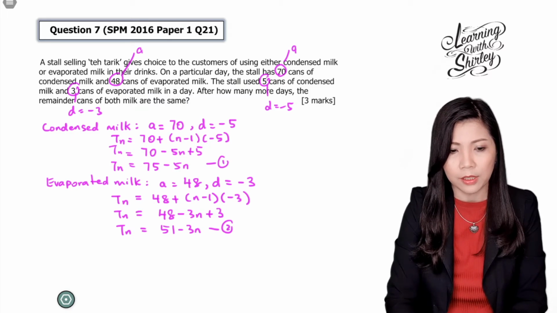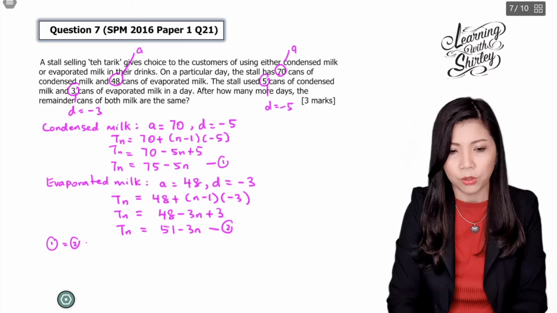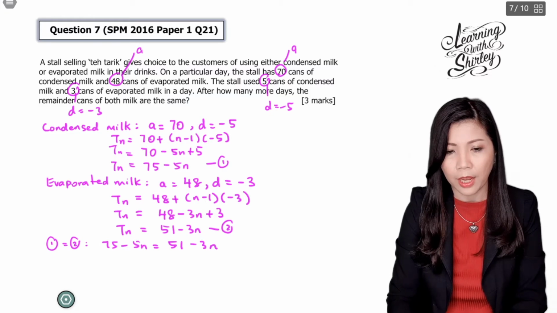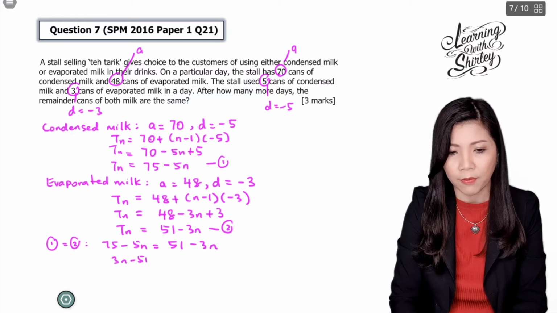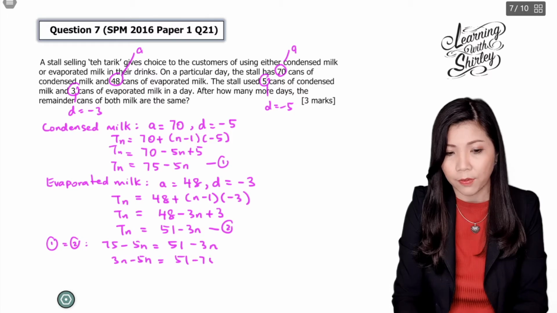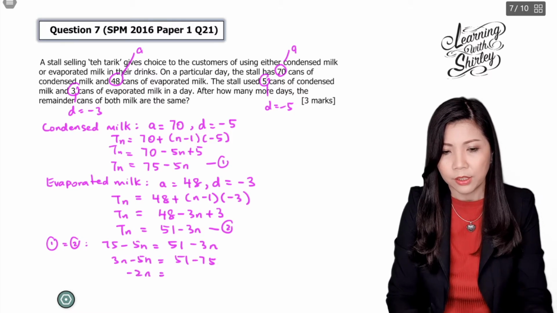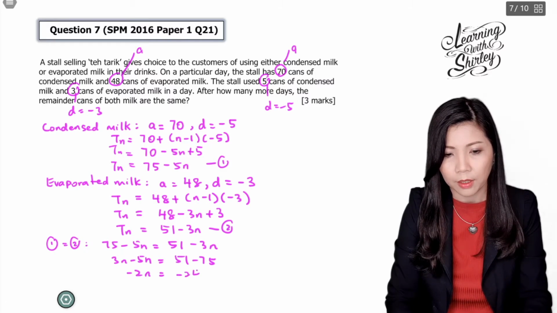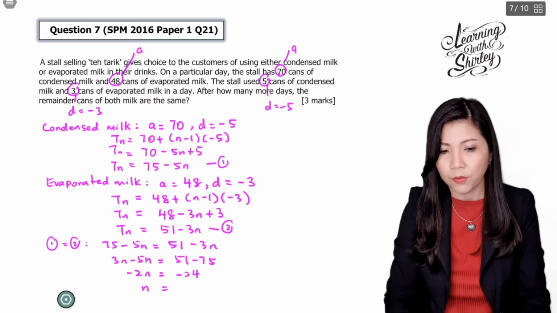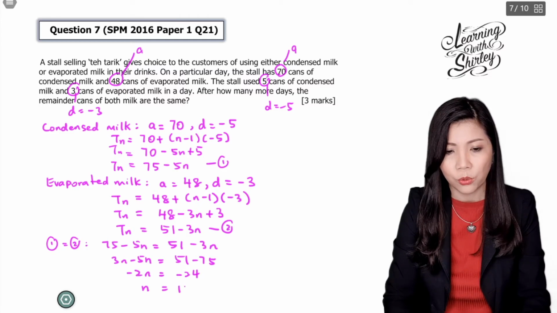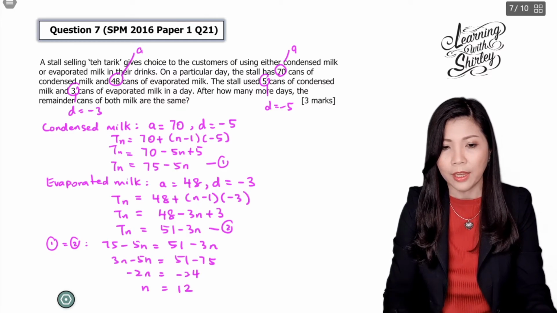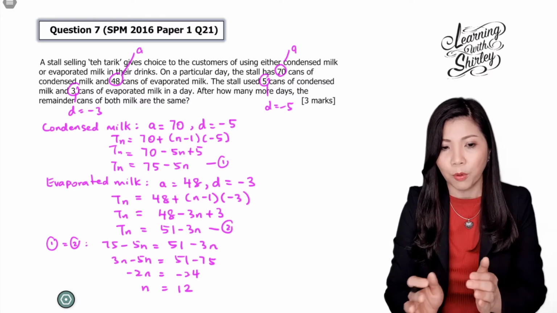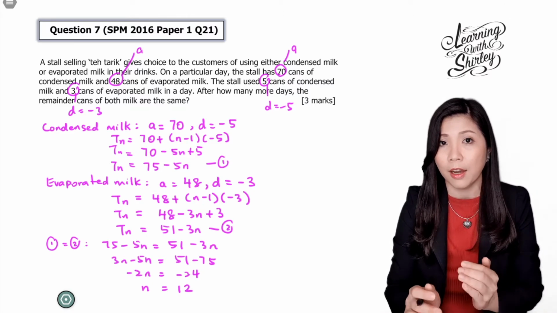So now we're going to solve this. Equation 1 equals equation 2, which means 75 minus 5n equals 51 minus 3n. Let's group them up. So it'll be 3n minus 5n is 51 minus 75. So this is negative 2n, and 51 minus 75 is negative 24. So n is negative 24 divided by negative 2, which is positive 12. Therefore, after 12 more days, the remainder cans of both milk are the same.